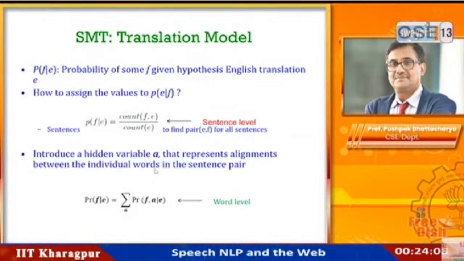So to solve that problem, we have to introduce a hidden variable A that represents the alignments between the individual words in the sentence pairs. So probability of F given E is converted to probability of F comma A given E, where A is a new random variable introduced. And this process, as you know, is called marginalization. Okay, we can introduce any random variable jointly with another random variable. Just make sure the random variable is summed over all possible values of it. Okay, so this is the formulation we have come to.